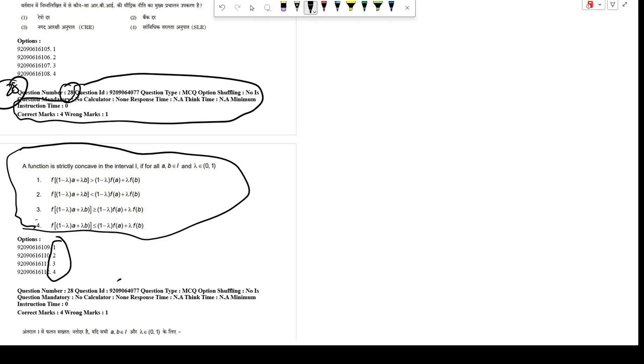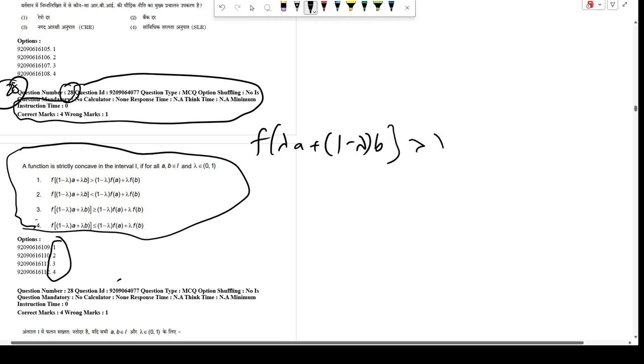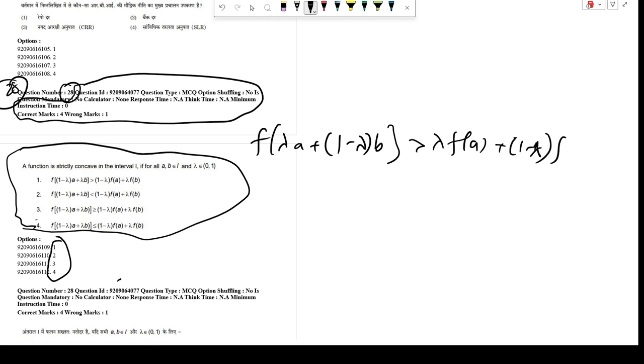The function is strictly concave in the interval I, so the following inequality holds: f of lambda a plus 1 minus lambda into b is greater than lambda f of a plus 1 minus lambda f of b. So let's analyze the given options. Here the weight is lambda. Let us evaluate each option.